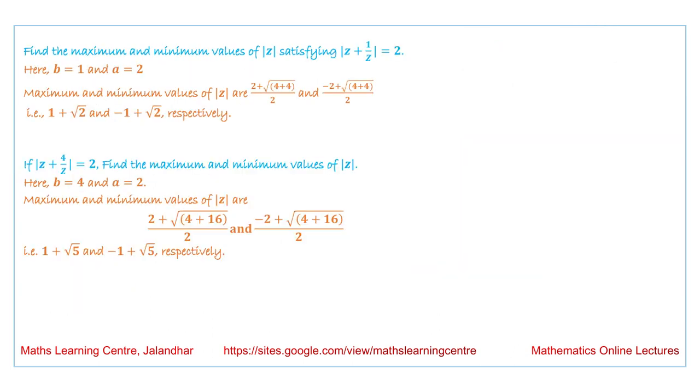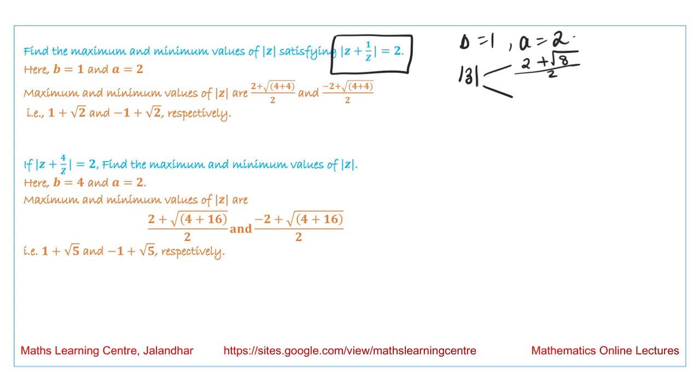Next is, find the maximum and the minimum value of mod z satisfying this condition. So if we substitute b equal to 1 and a equal to 2 in this previous result, we will obtain that the maximum and minimum values of mod z are 2 plus root 4 plus 4, that is root 8, by 2, and 2 minus root 8 by 2. So the answer we obtain is 1 plus root 2, and the other answer we obtain over here is minus 1 plus square root of 2.